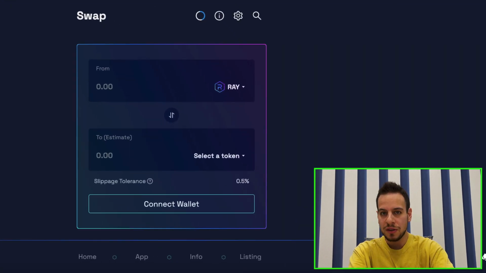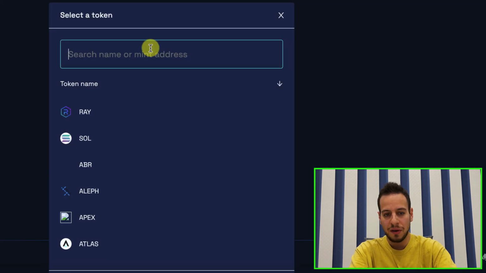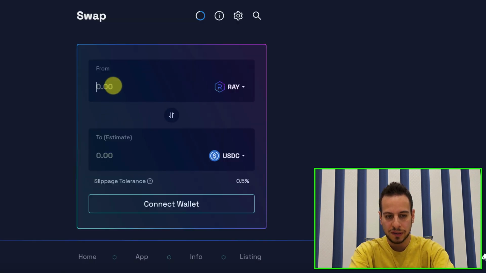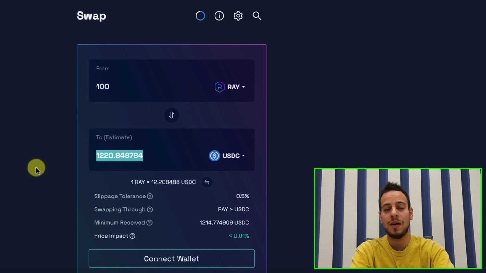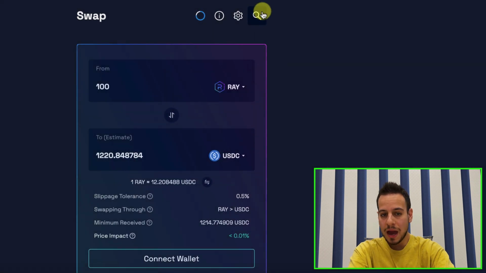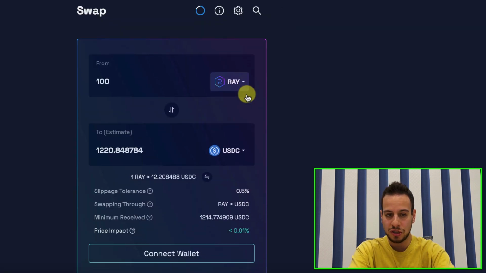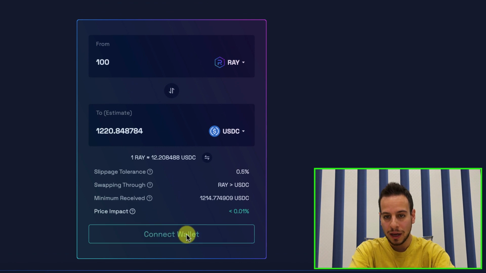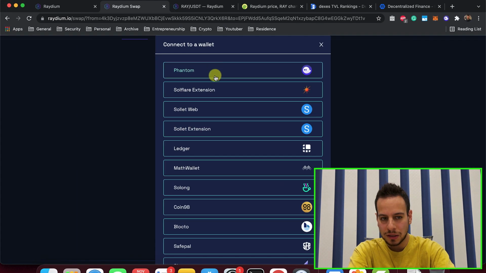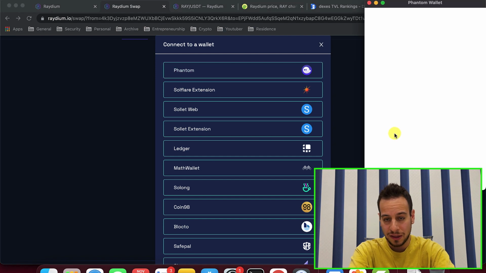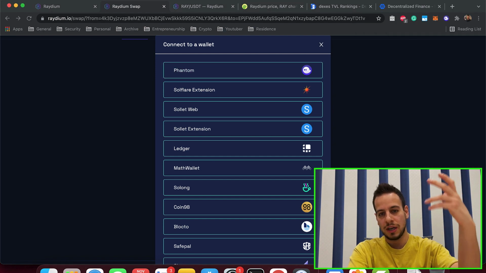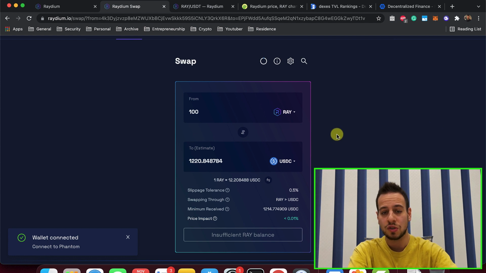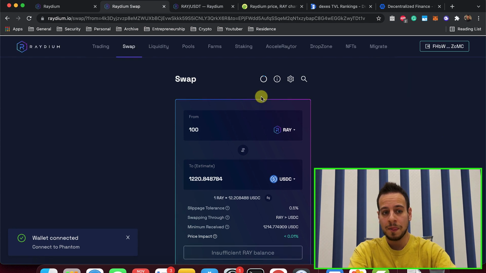And then you have the swap feature, of course, that we're familiar with from the other DEXs, so we can swap very easily from any token to any token if there is liquidity. So from Ray to USDC, for example, you can put 100 Ray, which will be $1,220 in USDC. You can adjust the slippage tolerance, everything that you are familiar with from centralized exchanges. You can add tokens and you connect your wallet. You can connect any Solana wallet that you want. There are so many wallets. I use Phantom wallet. I have also a tutorial about Phantom, so check my channel out, check the videos. I have so many tutorials about DeFi and Solana in particular.